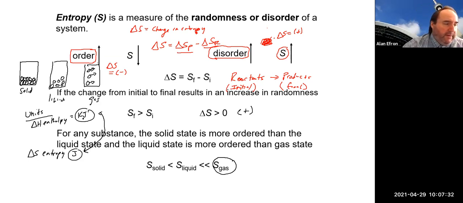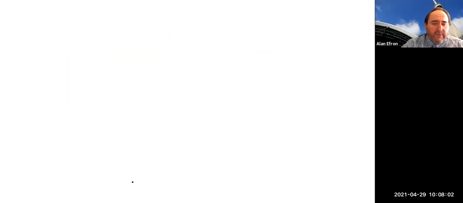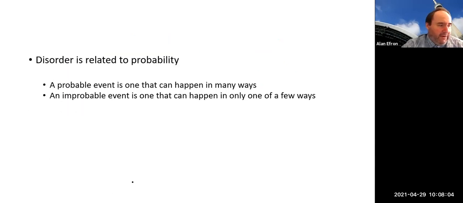So let's talk a little bit more about disorder and what's happening here. Looking at an example, if we looked at water going from ice to liquid water, we're obviously making a lot more disorder. Here we would expect a delta S to be a positive value. Going from our initial state to our final state, we're increasing the disorder. Now, talking about disorder, disorder really is related to the idea of probability.